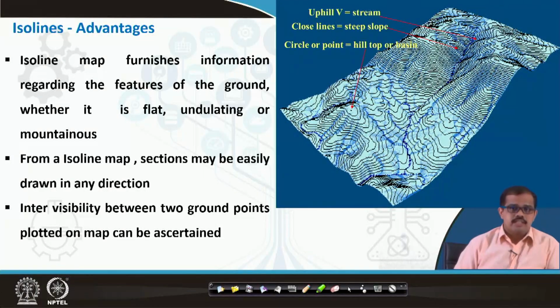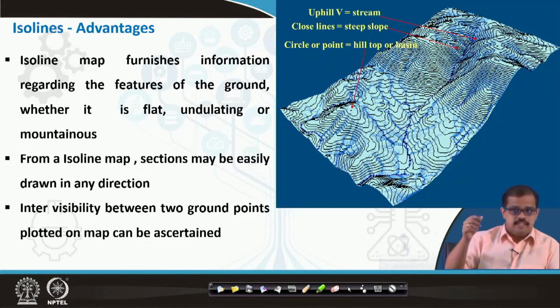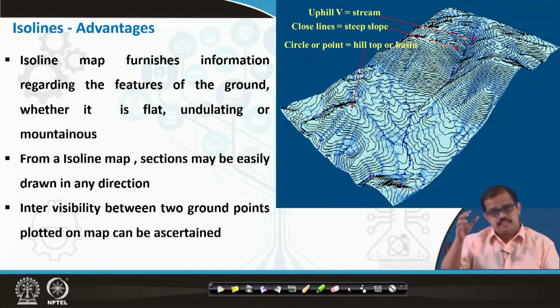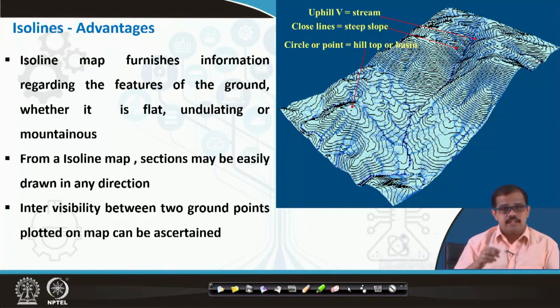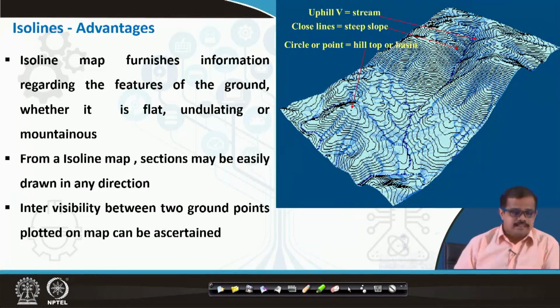Okay. When you look at other advantages, it furnishes information regarding the features on the ground, whether it is flat, undulating or mountainous. I gave you an example in the previous slide: if the isolines are in increasing fashion, then it is a hill; if it is in decreasing fashion, then it is a depression. So, similarly, the isoline map furnishes information whether it is flat, undulating or mountainous, which is what I explained in my previous example.